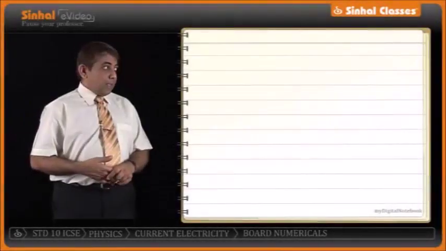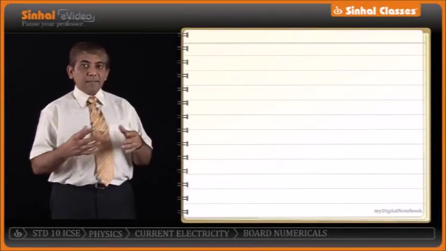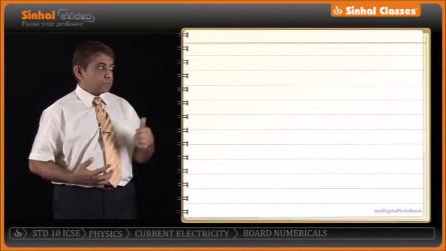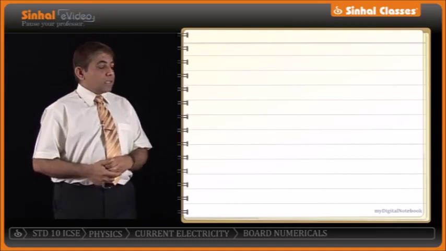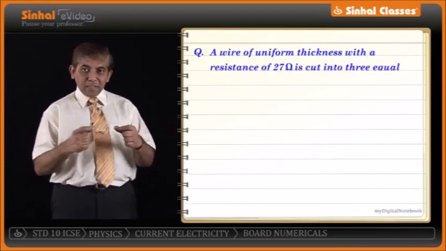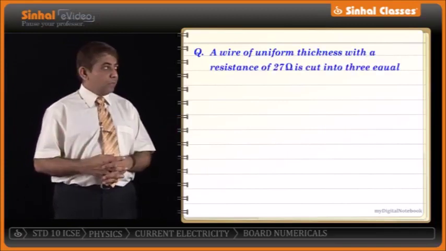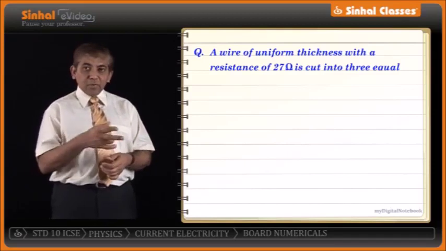Coming down to 2006 again. Again, a very simple question that was put across depending on the length and the thickness of a wire. A wire of uniform thickness, a uniform cross-section of area, which has a resistance of 27 ohms, is being cut into 3 equal parts.